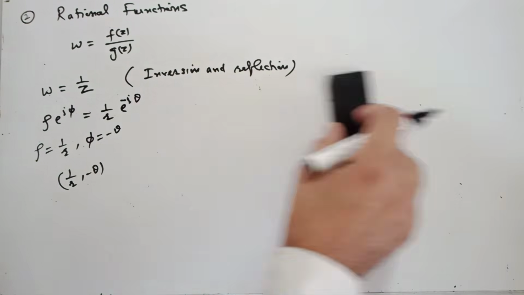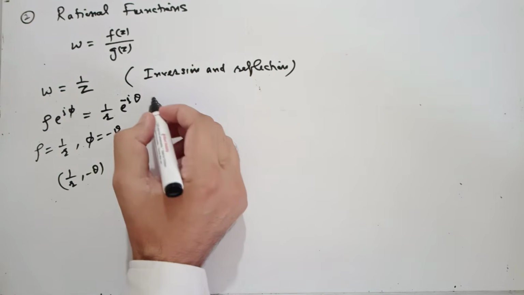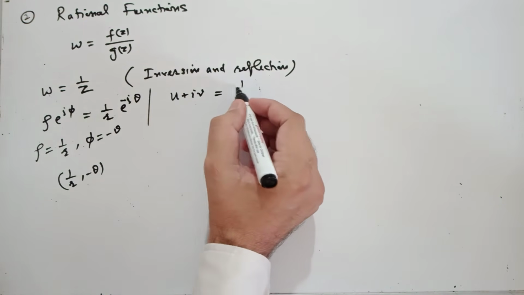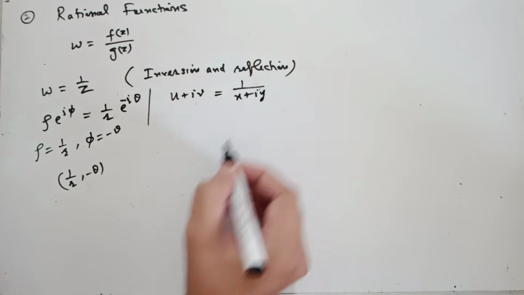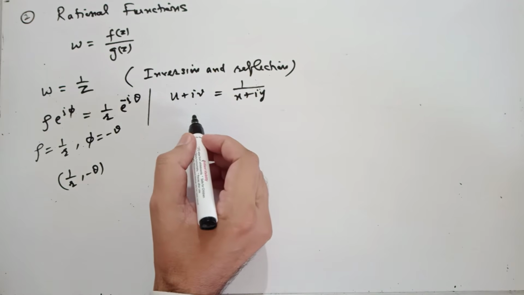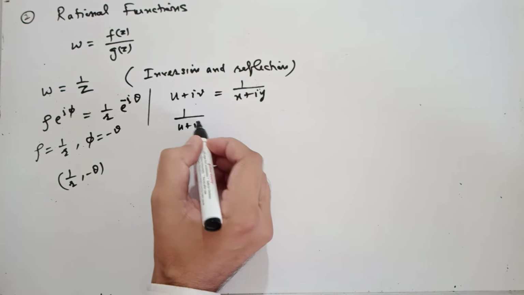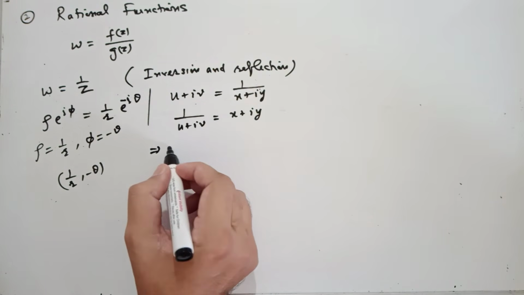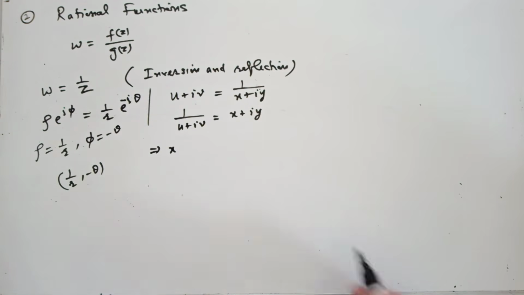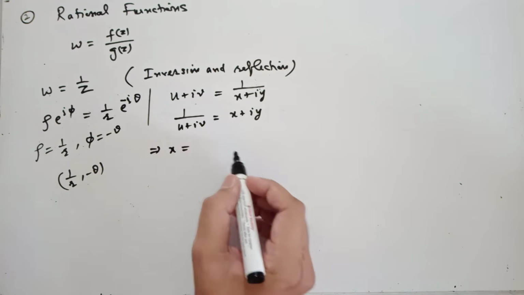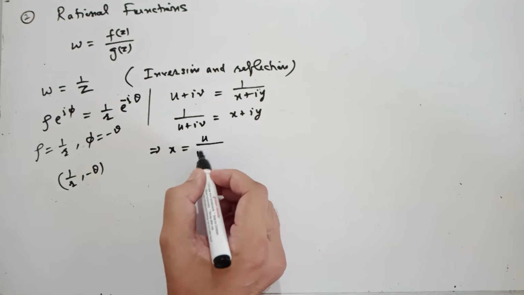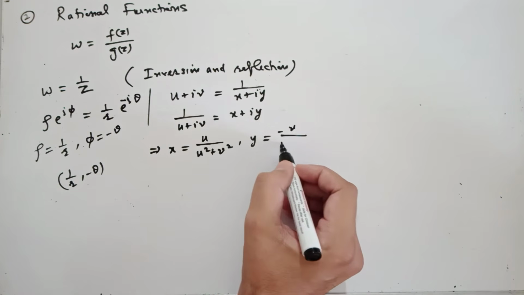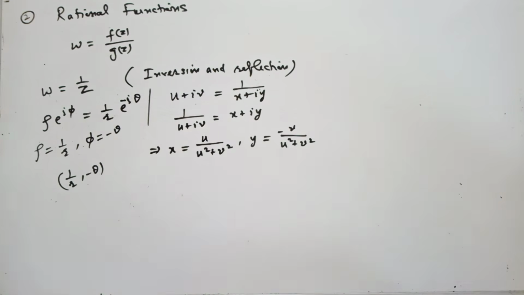Alright, let's analyze it further in terms of x, y. w is u plus iota v and z is x plus iota y. From this, I can write 1 over u plus iota v equal to x plus iota y. So multiply and divide by u minus iota v on the left side, and compare real and imaginary parts. What do you get? x is u over u square plus v square, and y is minus v over u square plus v square.